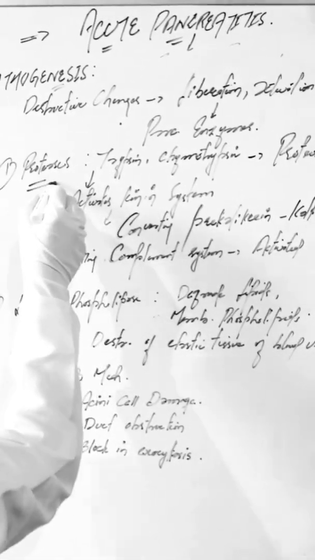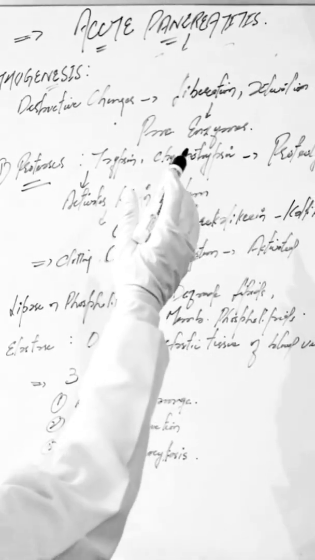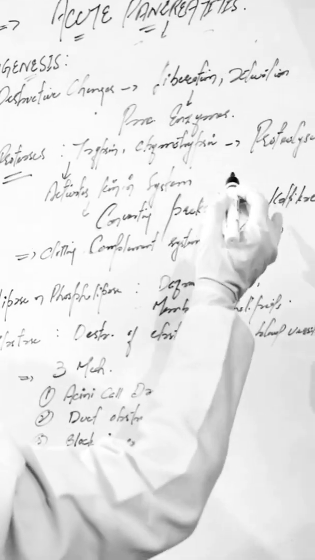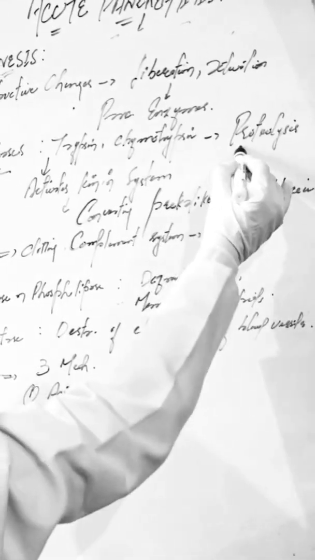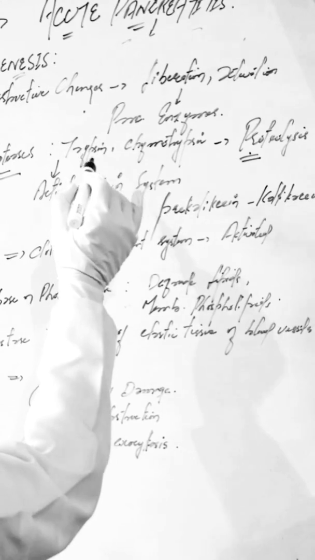First are the proteases such as trypsin and chymotrypsin. What do these do? They play an important role in proteolysis. Now what's proteolysis? It's the breakdown of proteins into small polypeptides. Okay, and what does trypsin do?